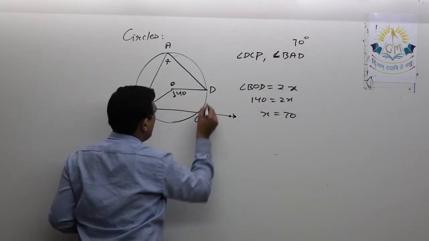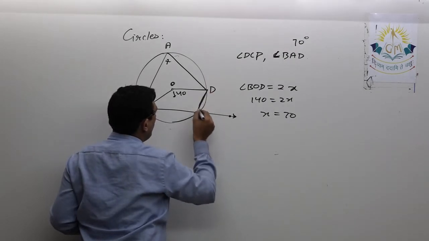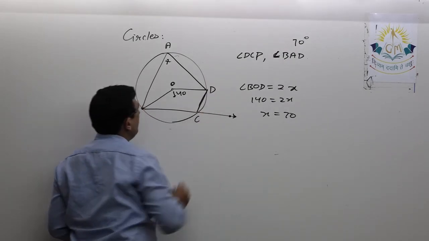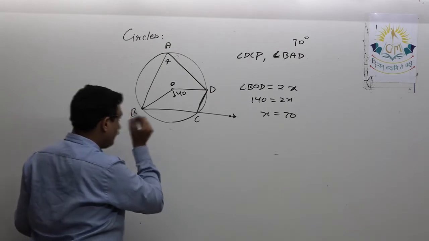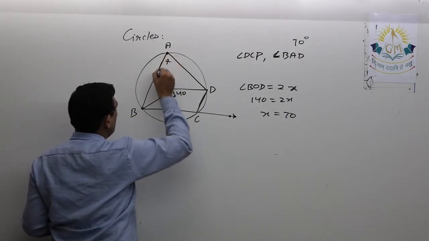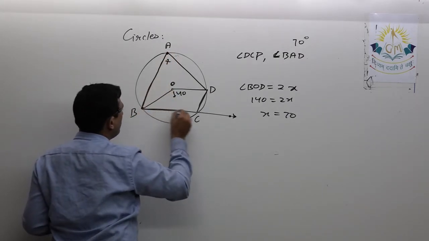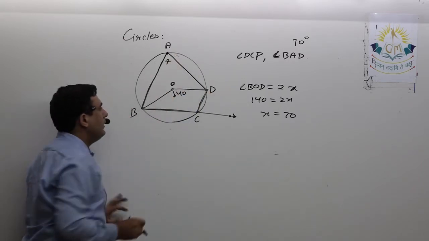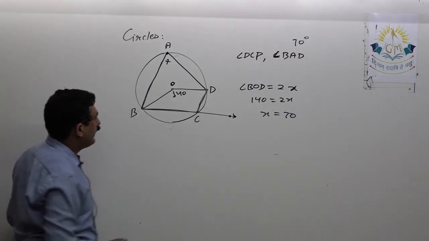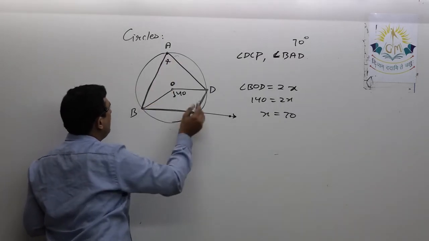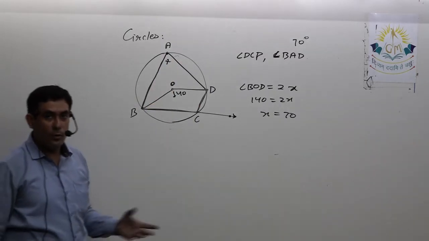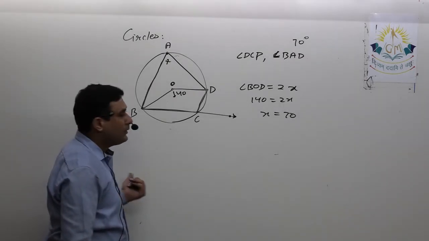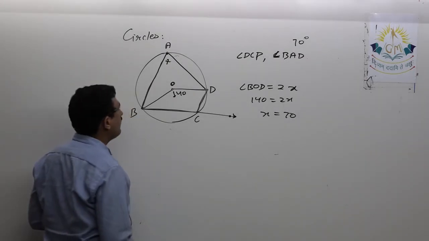Now let me join it again. Next, we have to find this angle DCP. If you observe, these four points are on the circle, so they are cyclic. I can say A, B, C, D are concyclic points. So A, B, C, D forms a cyclic quadrilateral.